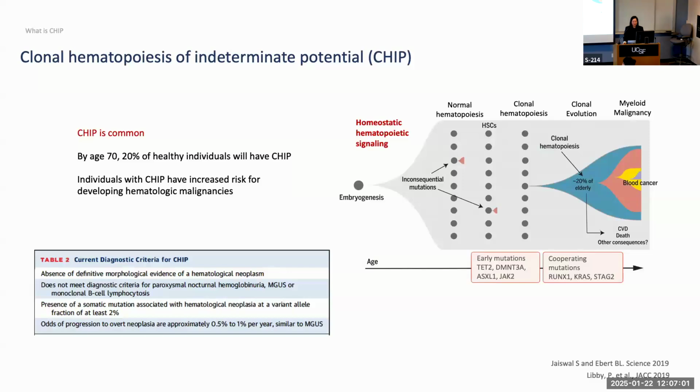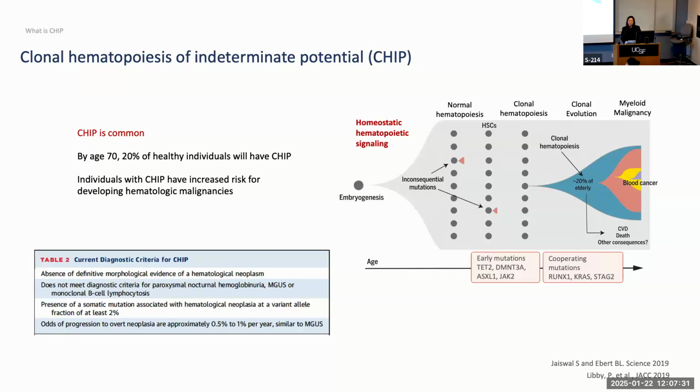So I've mentioned this before, CHIP is a very popular acronym in medicine and science, and in this case, it stands for clonal hematopoiesis of indeterminate potential. We know that CHIP mutations are very common, and by the age of 70, about 20% of healthy individuals, these are individuals who don't have any abnormalities in their blood cell counts, who don't have any heme malignancies or any signs of overt malignancies, 20% of these individuals will have CHIP.